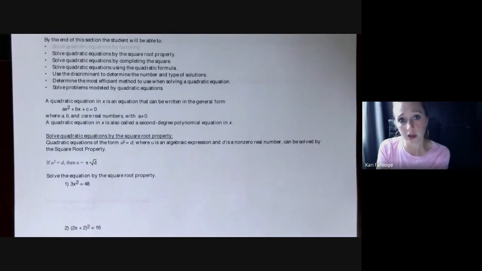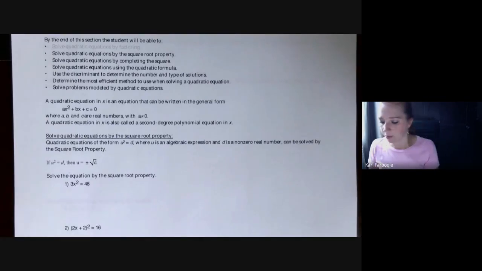So you do have to know how to use each method for at least one of each type on your exam. So if you don't like solving quadratic equations by completing the square, sorry, but I'm going to ask you to specifically do it, just so you know.